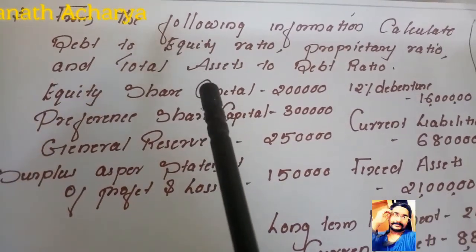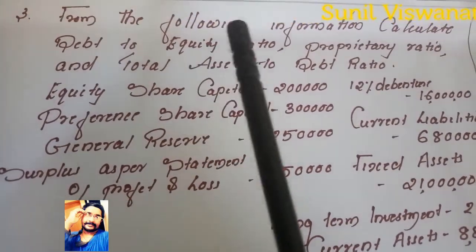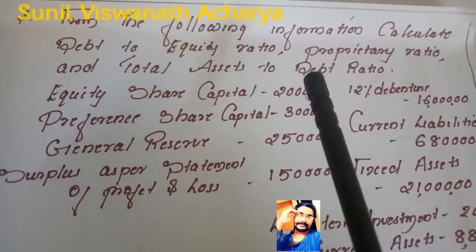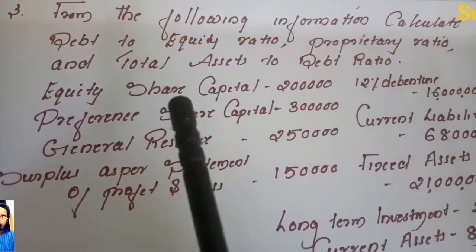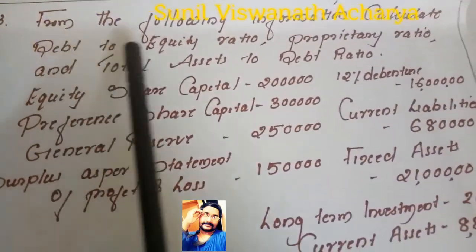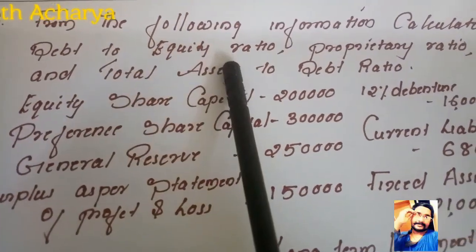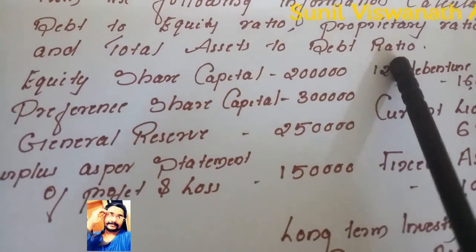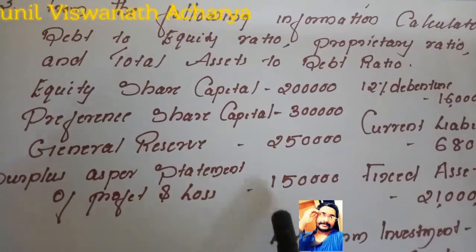So today we can discuss some more solvency ratios. We know solvency ratios are debt equity ratio, total asset to debt ratio, proprietary ratio, and interest coverage ratio. These all are solvency ratios. So today we can take an example. From the following information, calculate debt to equity ratio, proprietary ratio and total asset to debt ratio. So three ratios we have to calculate from the information given.